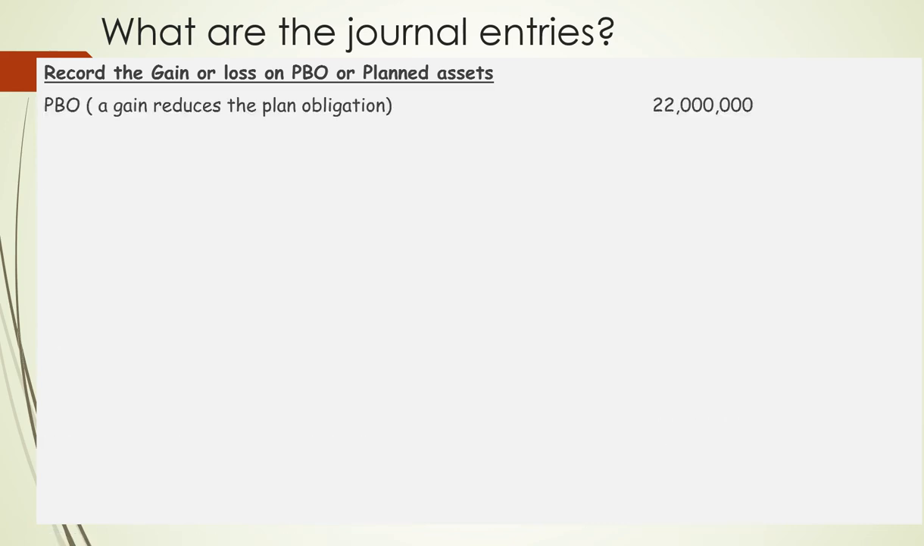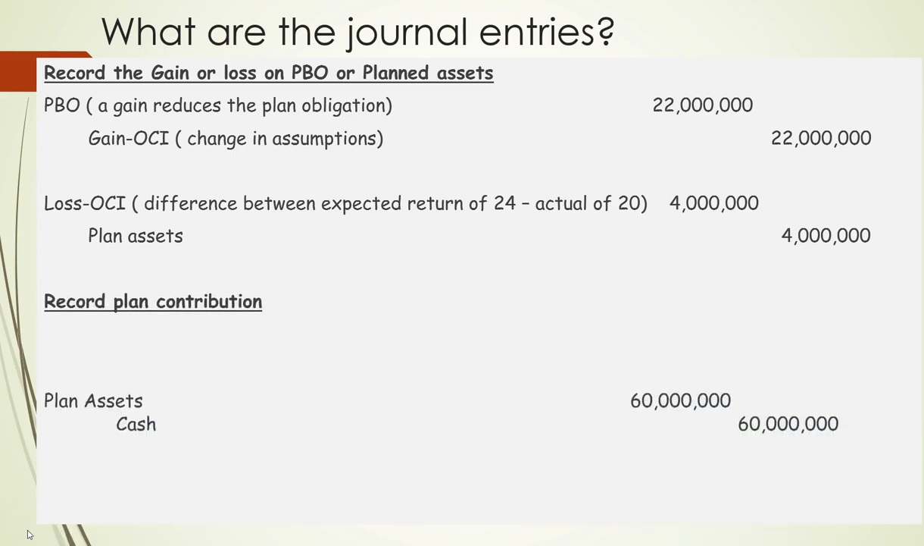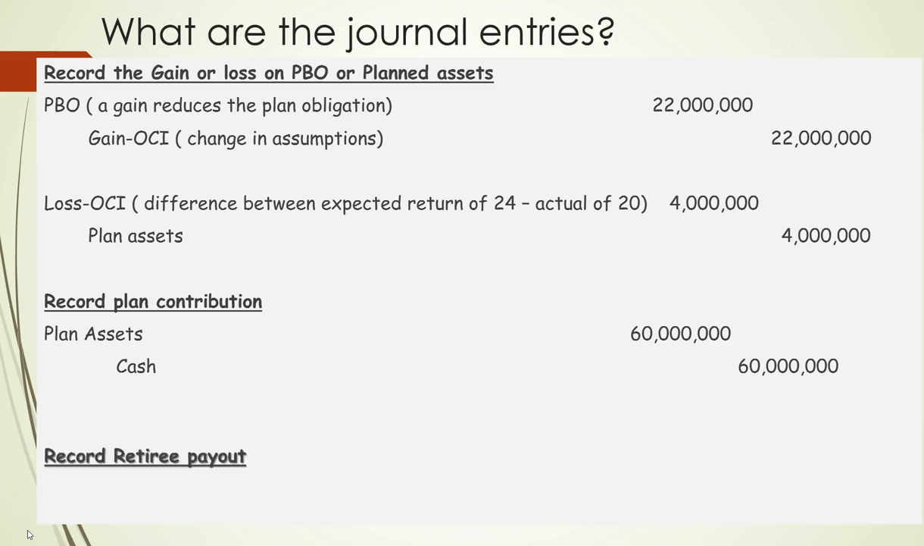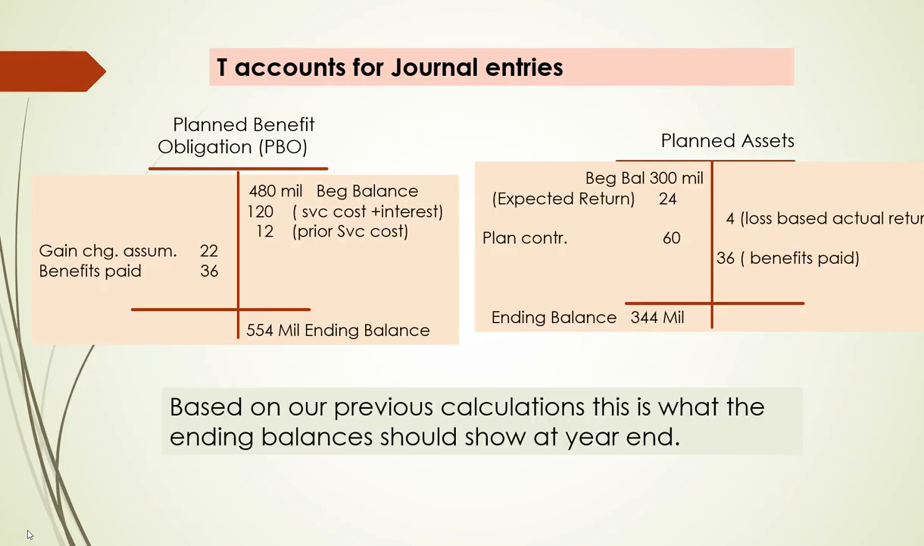Now, we're going to record the gain or loss on PBO or planned assets. We had a gain, which reduced our obligation, and we had a loss, which is the difference between the expected and the actual return, which reduces our plan assets. Then we're going to record our contribution, and then we're going to record our payout. Now, this is what ends up.